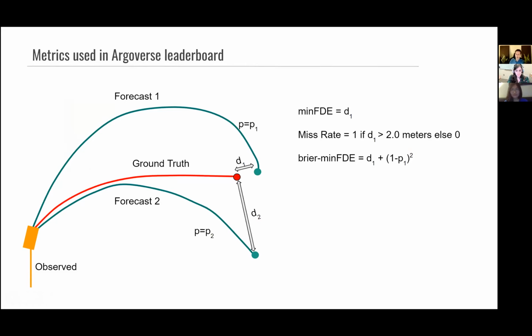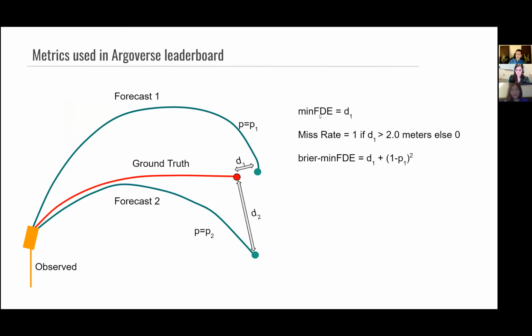So how do we quantitatively evaluate whether an algorithm is doing a better job than another algorithm? Well, we focus on endpoint error. So here's one trajectory, and here's the endpoint of that trajectory. And in red is the ground truth. So this one's pretty good endpoint error. That's distance 1 here. And there's a probability assigned to each of these, and the probabilities will sum to 1.